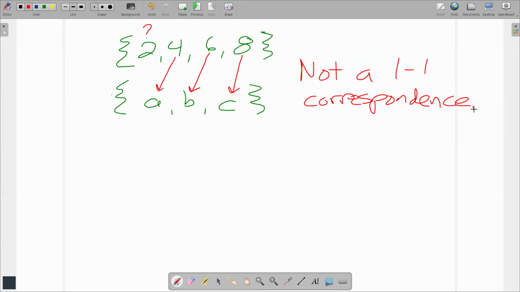And this idea works great with finite sets. With infinite sets, it gets weird. I don't want to go there. We're not going to do too much with infinite sets.